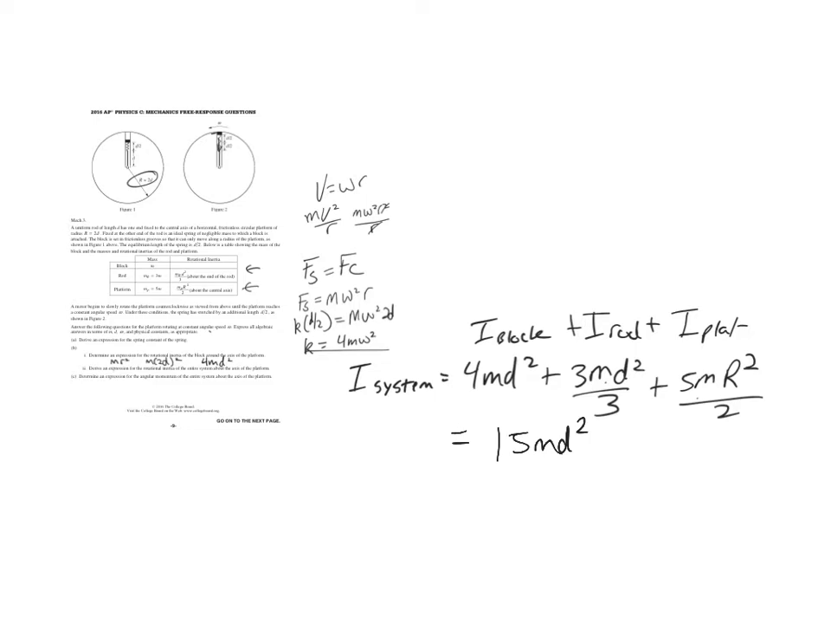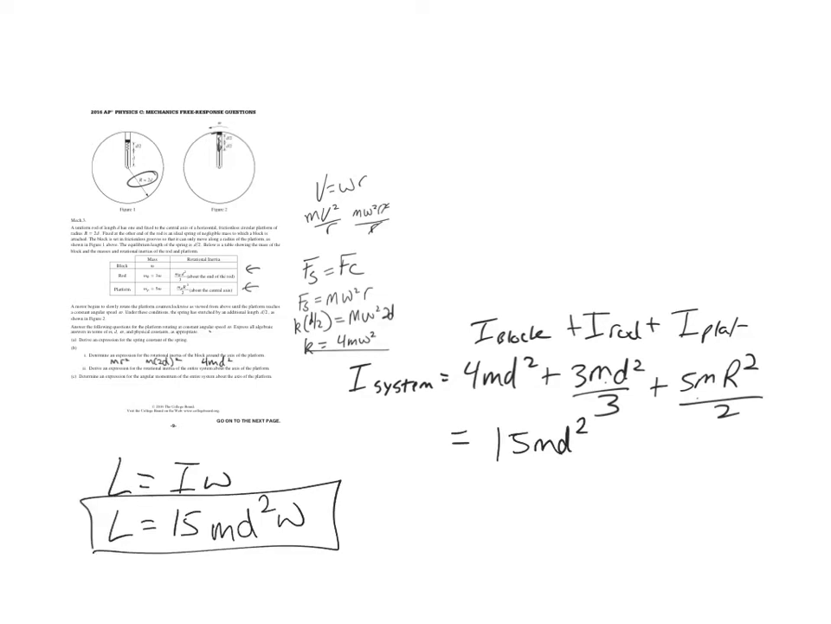15md squared. And then finally, we're going to determine an expression for the angular momentum of the entire system. So angular momentum is equal to I omega. So this should be equal to 15md squared omega. That's all you have to do there.